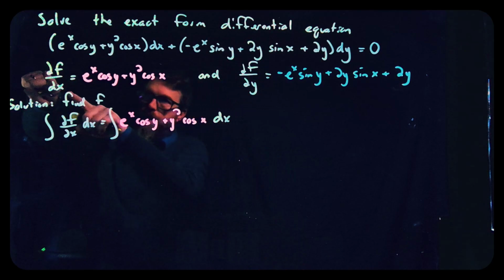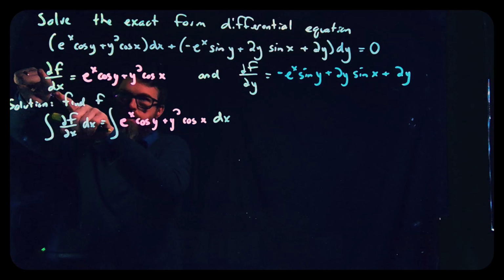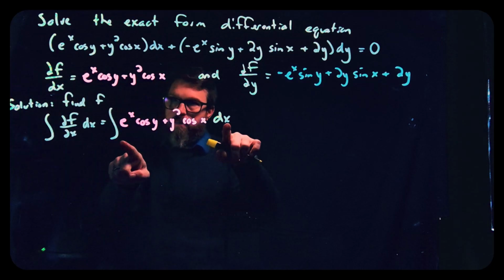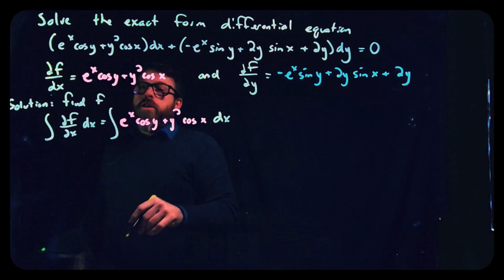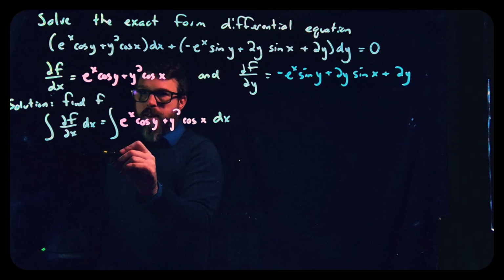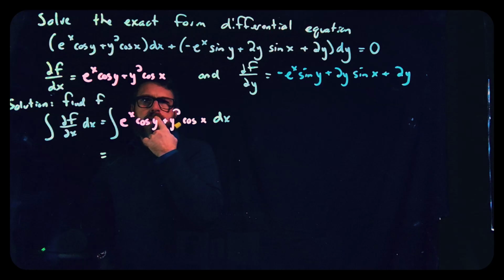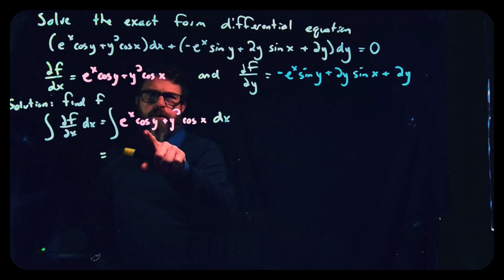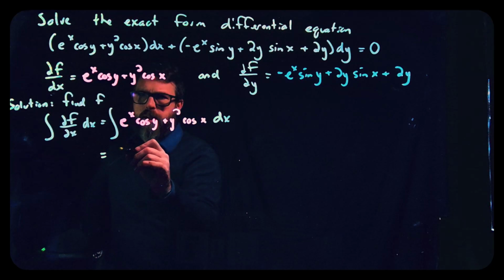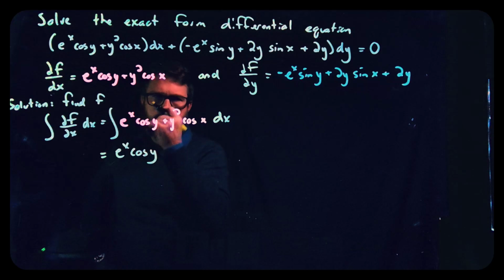What I'm doing, I'm getting rid of the derivative with respect to x, so I can just isolate the function. So that's what I did. So this is going to be equal to, well, if I take its integral with respect to x, we know that this cosine function is a constant, so the integral of e to the x is just going to be equal to e to the x. So this is going to be e to the x cosine of y.